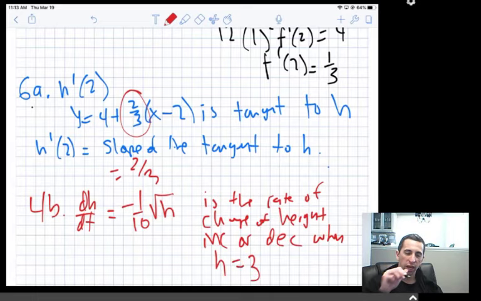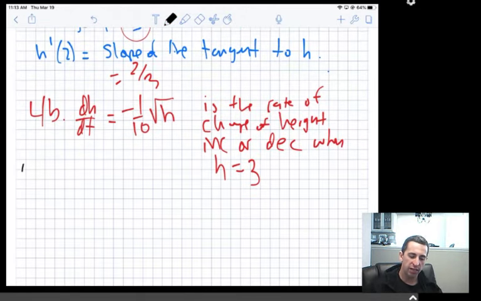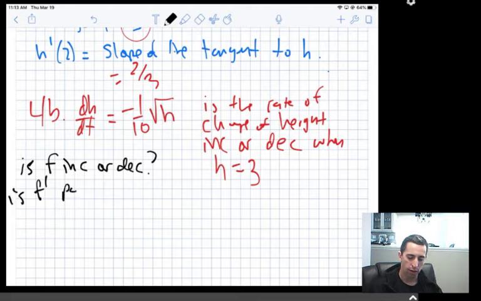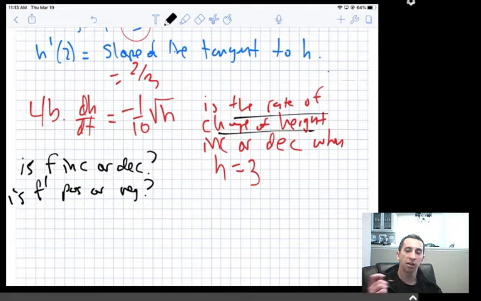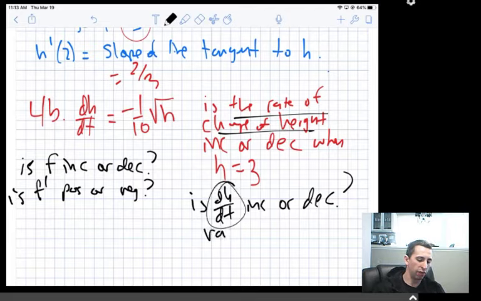Okay, so if I ask you this, let's just go back to a generic question. If I ask you, is f increasing or decreasing? How do we do that, right? Well, we take f prime and see, is f prime positive or negative? So in this question I'm asking, is the rate of change of the height increasing or decreasing? So they're actually asking you, is dh/dt increasing or decreasing? Okay, so here's how you want to address that problem. You're going to take the derivative of dh/dt, because they're asking, is that rate itself increasing or decreasing?